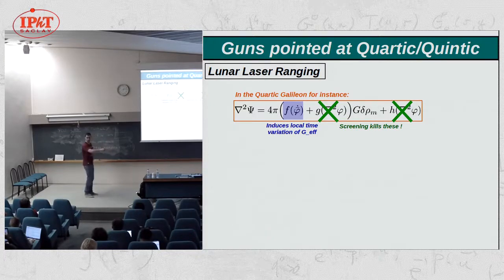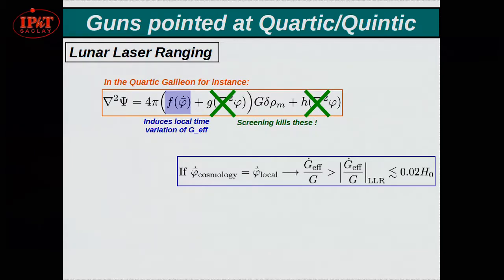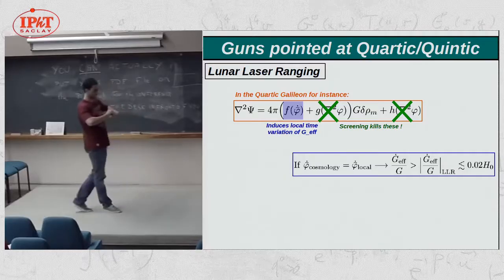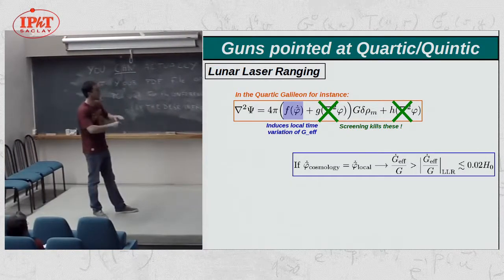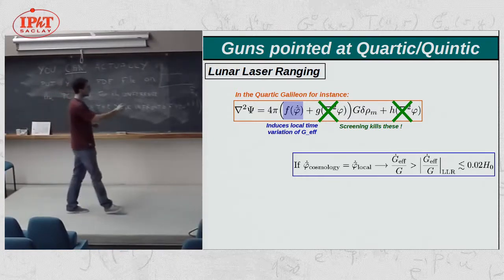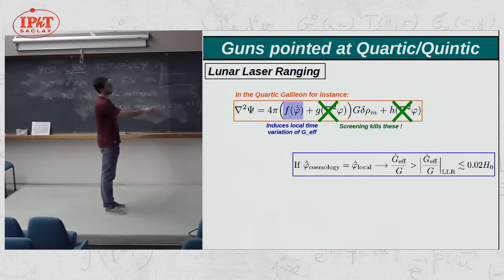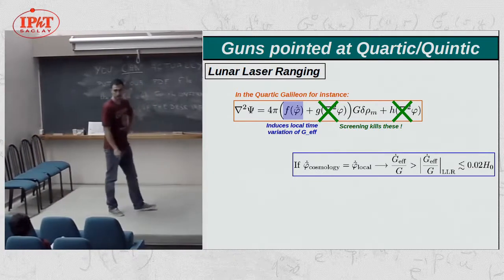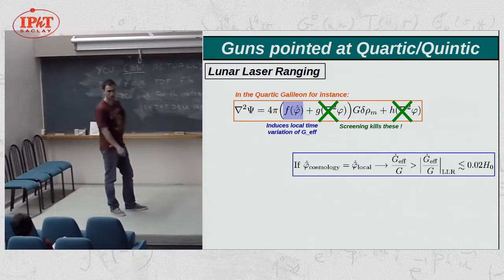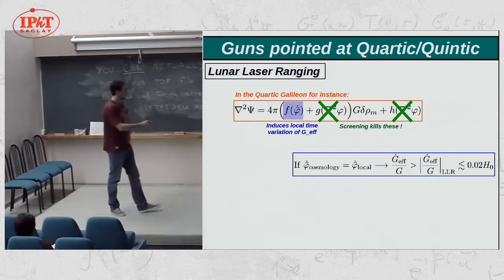a time-evolving gravitational strength. Now, under the assumption that the phi bar dot that is inside this function is the same, so the one that we would feel here locally is the same in cosmology, then you can do the math, and this quantity here will be larger than this bound that comes from lunar laser ranging, immediately ruling out the quartic and almost like the quintic as well. So this is a very serious gun pointed at the model.